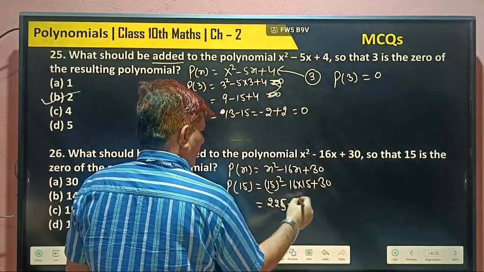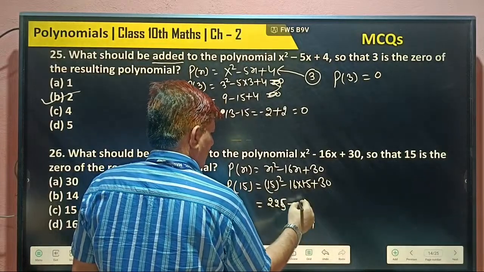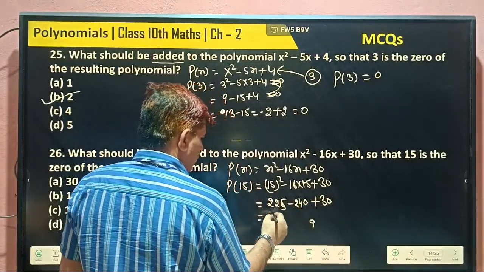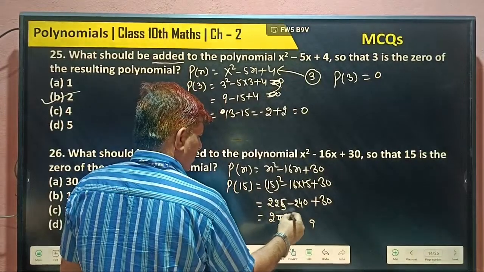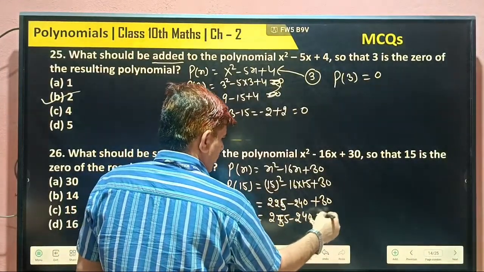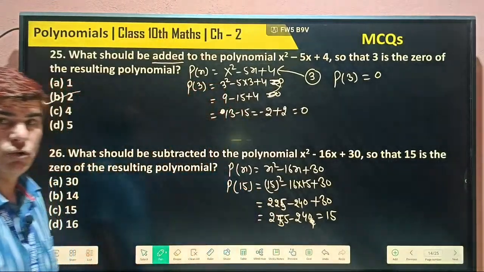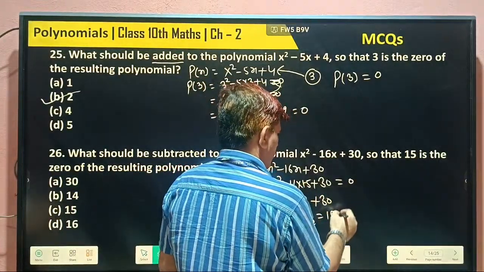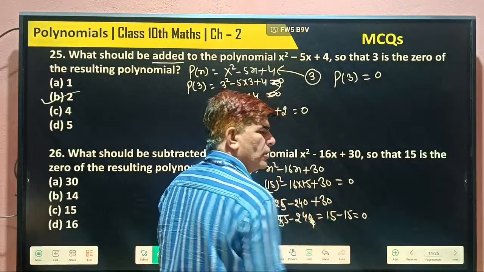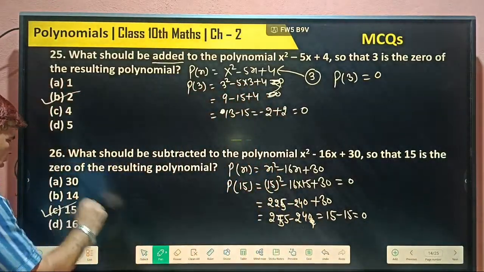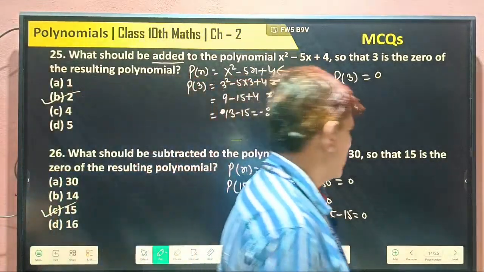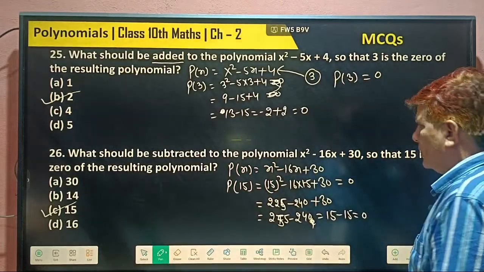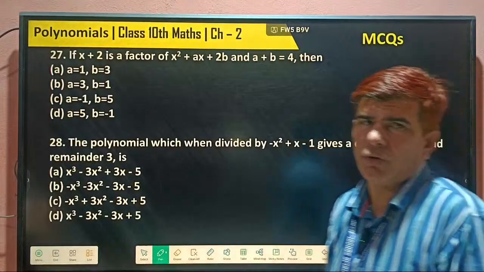Yes or no? 225. Plus 30. So how much? 270 minus 240. 15 came. What should be subtracted? This needs to equal what? 0. So how is it possible? Minus 15 we can do, then it's equal to 0. So what's your answer? C is your answer. Got it or not? Using what? Remainder theorem. Two theorems in this chapter, factor theorem and remainder theorem, both are important.